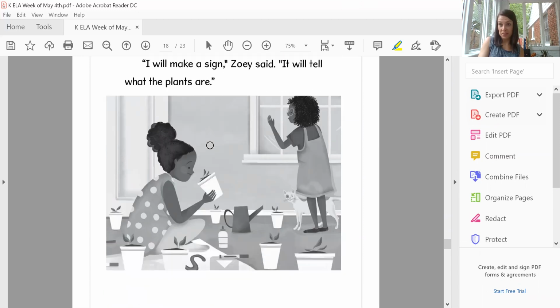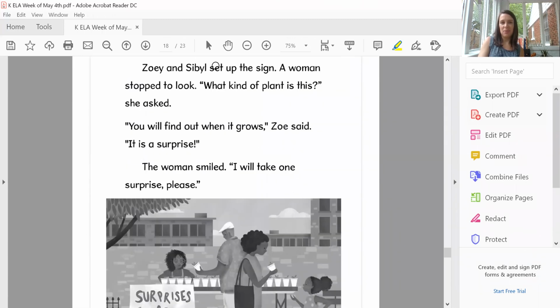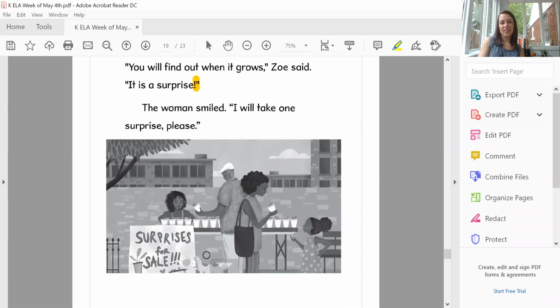Does she know what the plants are? Zoey and Cybele set up the sign. A woman stopped to look. What kind of plant is this? She asked. You will find out when it grows, Zoey said. It is a surprise. The woman smiled. I will take 1 surprise, please. And her sign says, surprises for sale.